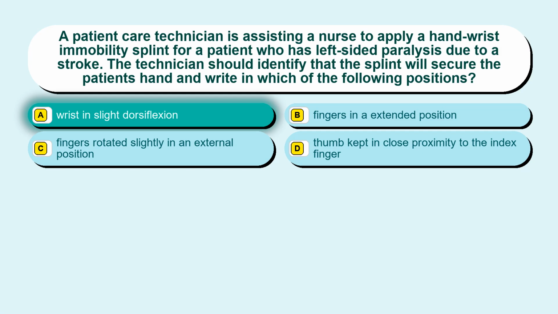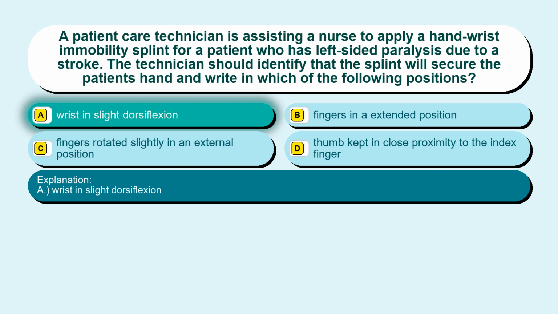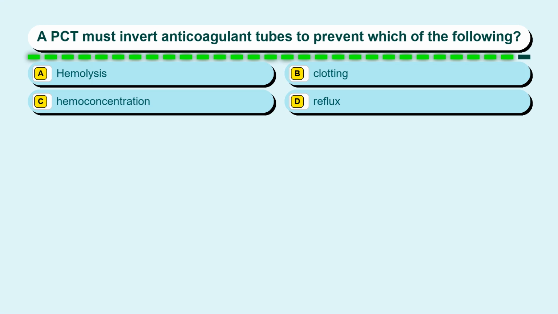The correct answer is option A, wrist in slight dorsiflexion. Question 75. A PCT must invert anticoagulant tubes to prevent which of the following? Option A, hemolysis. Option B, clotting. Option C, hemoconcentration. Option D, reflux.